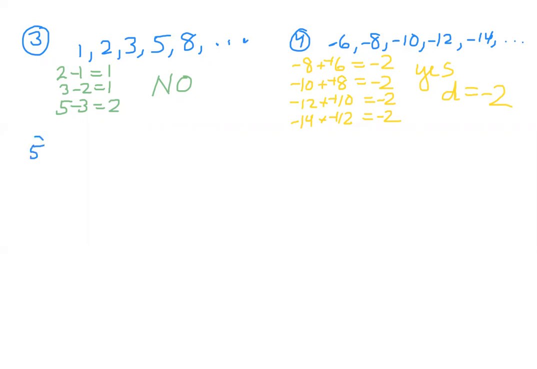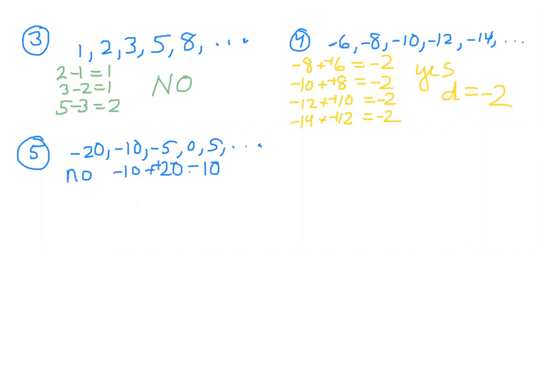All right, number 5, is it arithmetic? Negative 20, negative 10, negative 5, 0, 5. Just by looking at it, you can see that no, it isn't, because negative 10 minus negative 20 is 10, and negative 5 minus negative 10 is 5. So no, it isn't. For number 4 up here, the next terms would be negative 16, negative 18, and negative 20.